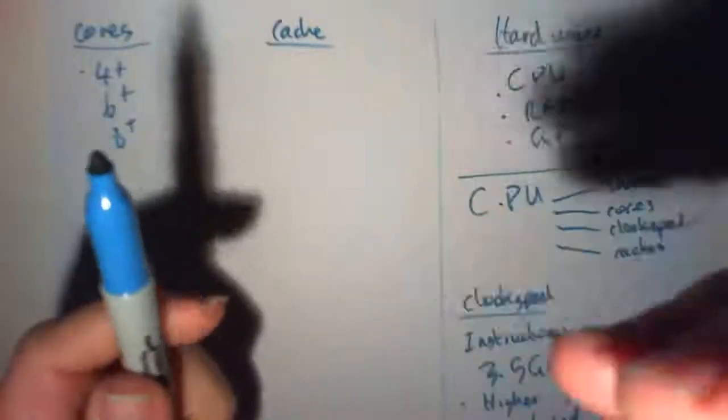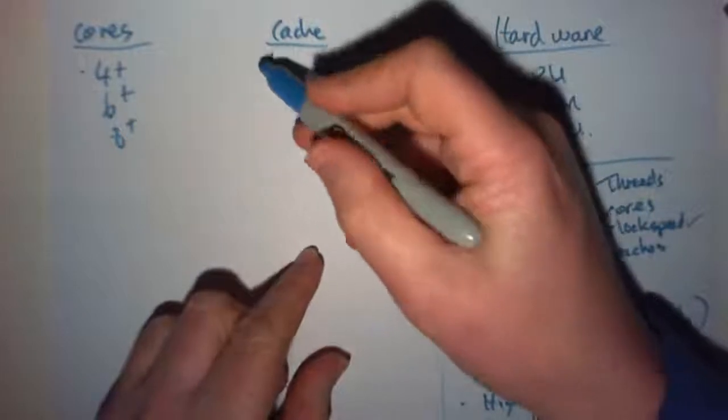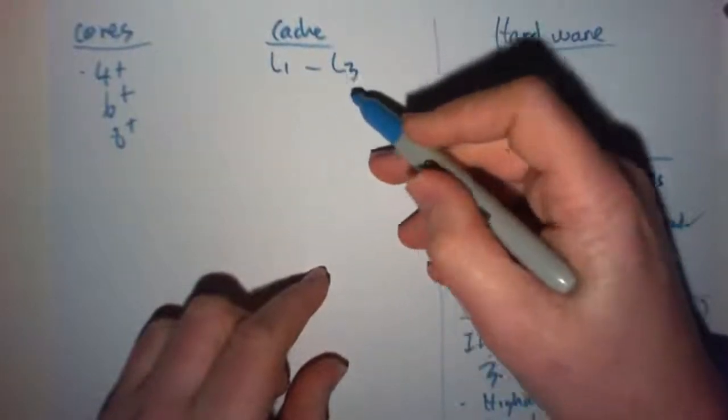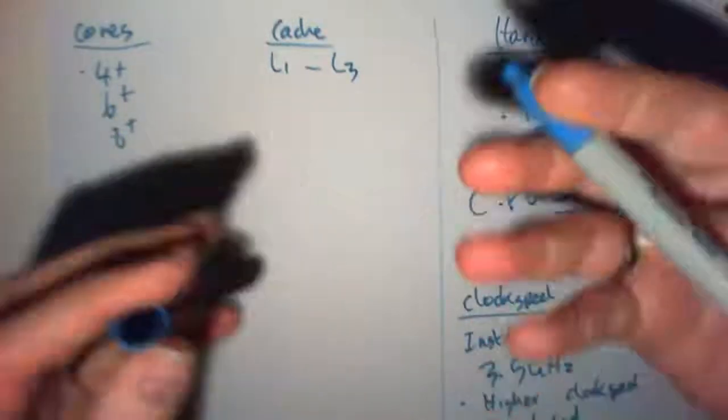Obviously, large CPU cache will give the CPU faster access to more data. And remember, we had L1, L2, and L3. L1 is the fastest, L3 is the slowest, but L3 is cheaper, and L1 is a lot more expensive. Generally speaking, that's the case.